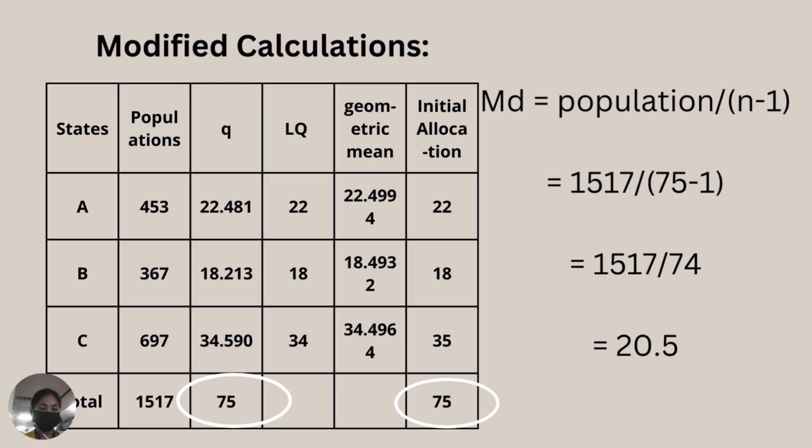As you can see, the quota is still smaller than the geometric mean, so we are going to round it down. In state B, the quota is still smaller than the geometric mean, so we round it down. In state C, the quota is larger than the geometric mean, so we round it up. It becomes 34. So now the summation of the initial allocation is 75. They are now balanced with the quota.